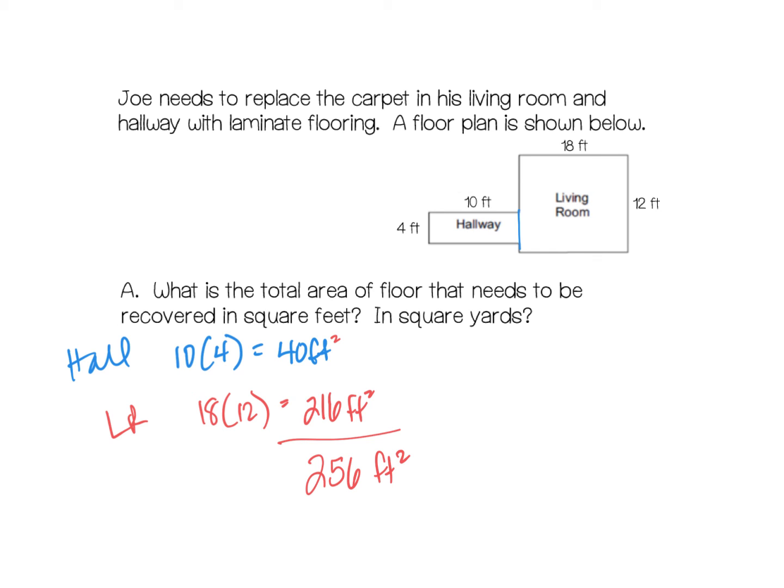All right, now, we need to also convert that into square yards. Okay, so let's think about this. 256 square feet. I need to cancel out my square feet. So I know in 1 square yard there are 9 square feet. So I need to take 256 divided by 9, which gives me 28.4 square yards.